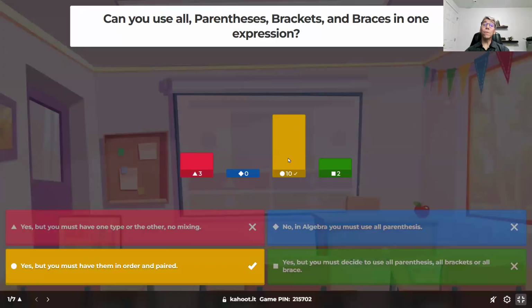Okay, yes, most of you got it correctly. Yes, but you must have them in order and pair. In order meaning what? What does it mean there, in order?